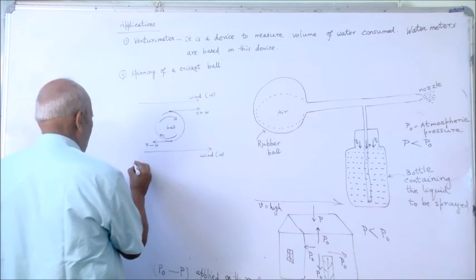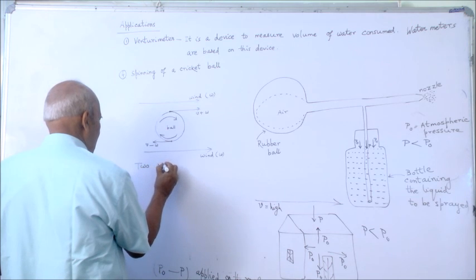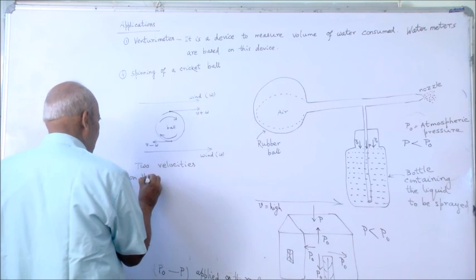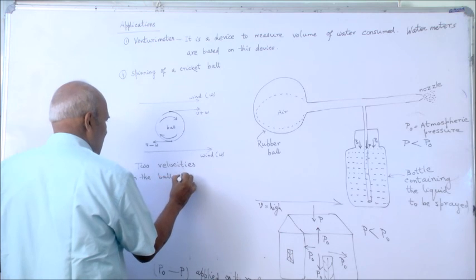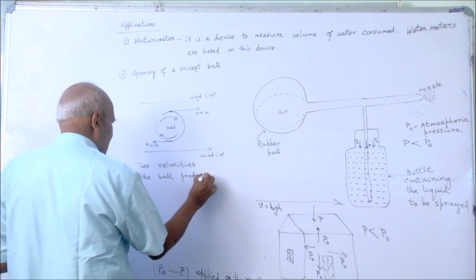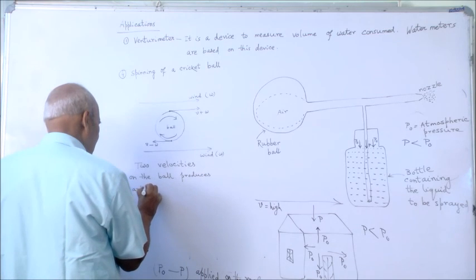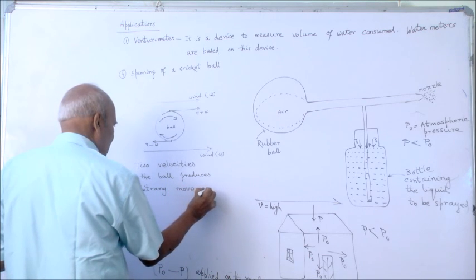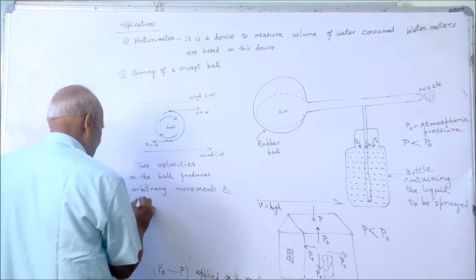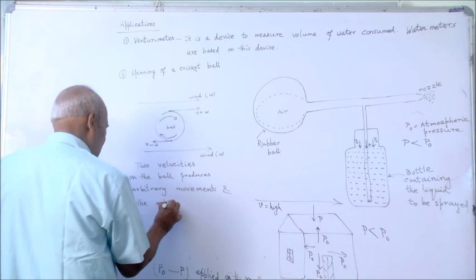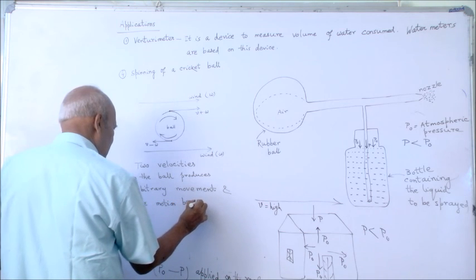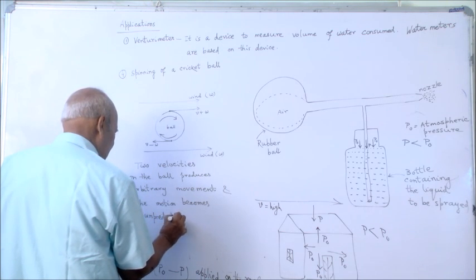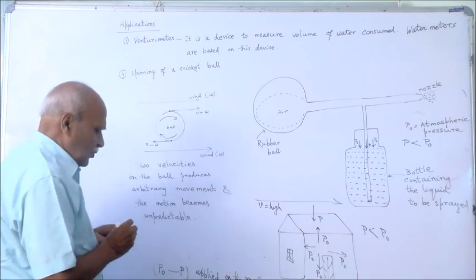So, two velocities on the ball produce arbitrary movement. And the motion becomes unpredictable.